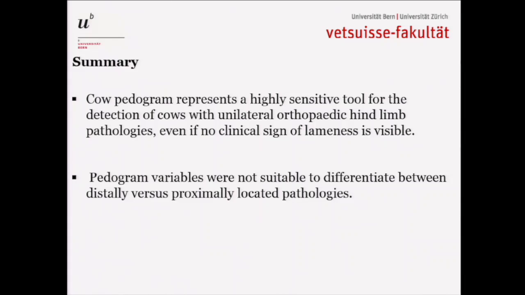So the cow pedogram is an objective tool with high accuracy to detect unilateral cows with limb pathology, even when these cows, as we showed at the beginning, have no clinical signs of lameness. But with the cow pedogram, none of the variables were suitable to differentiate between proximal and distal located pathology.